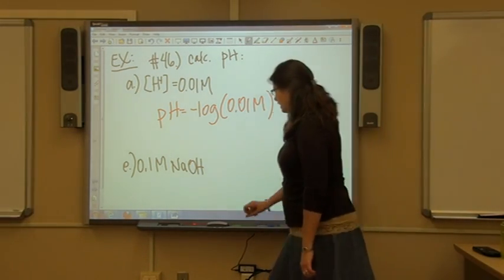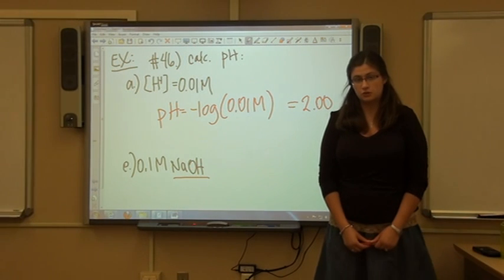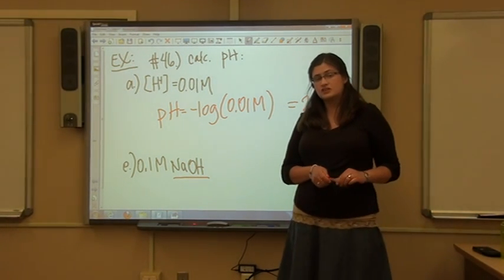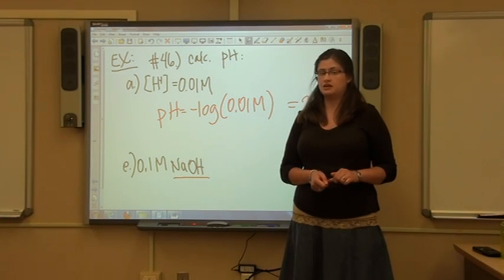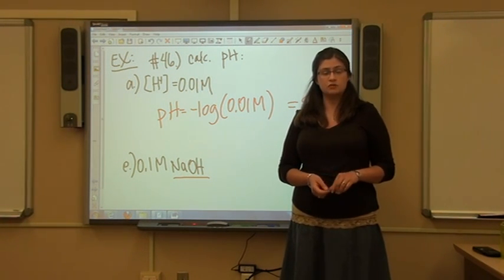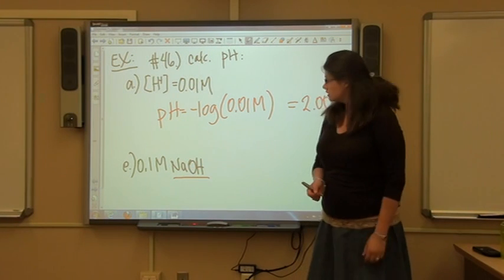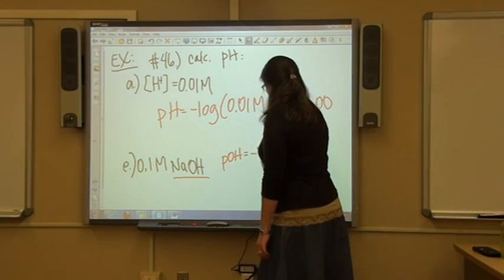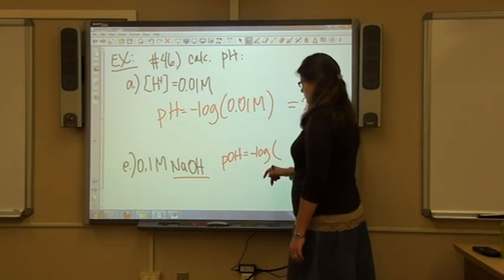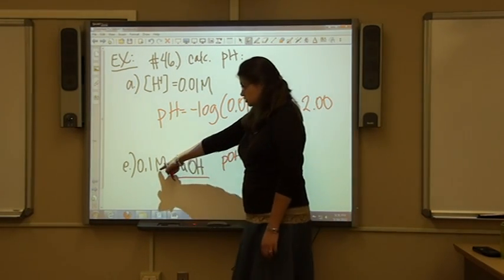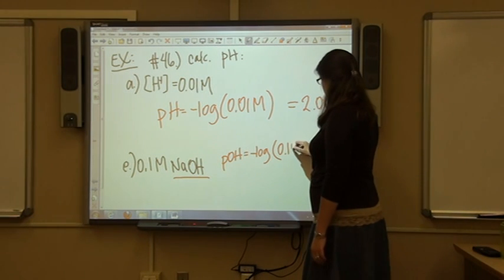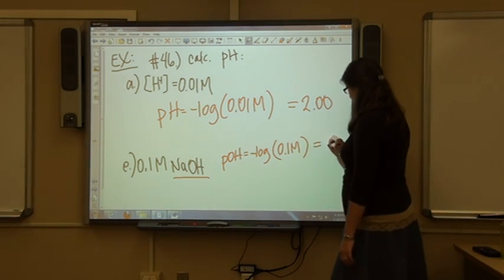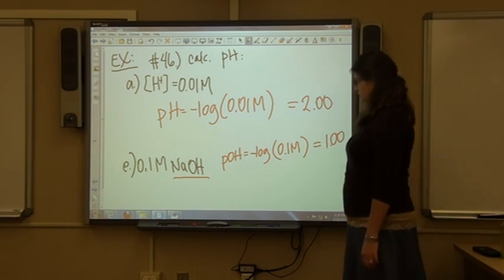Now here we have NaOH. Does that start with H? No. If it doesn't start with H, that means it's a base. We can't calculate pH. But what we can do is calculate pOH, so let's go ahead and do that. pOH equals the negative log of our OH minus concentration, which is that. That equals a pOH of 1.00.